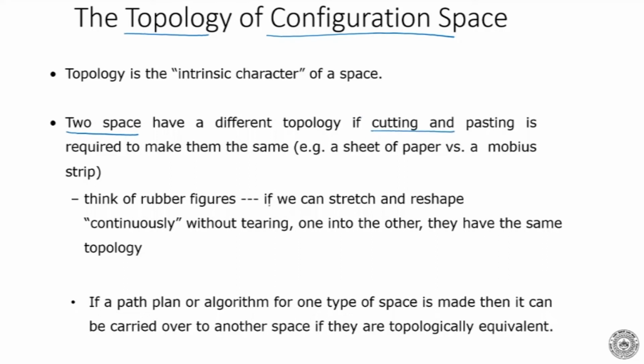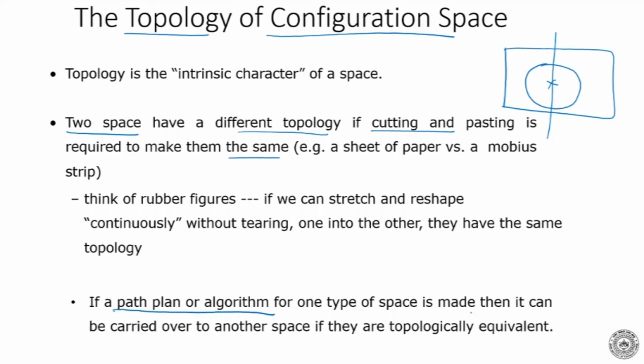Okay. Now, suppose I have a circle and I have points inside. If I want to take these points outside, I have to cut actually. Okay, then they can come out. So, two spaces are different topologically, or they have different topology if cutting and pasting is required to make them same. Okay. Now, if a path plan or an algorithm for one type of space is made, then it can be carried over to another space if they are topologically equivalent. Otherwise, they cannot be transferred between spaces.